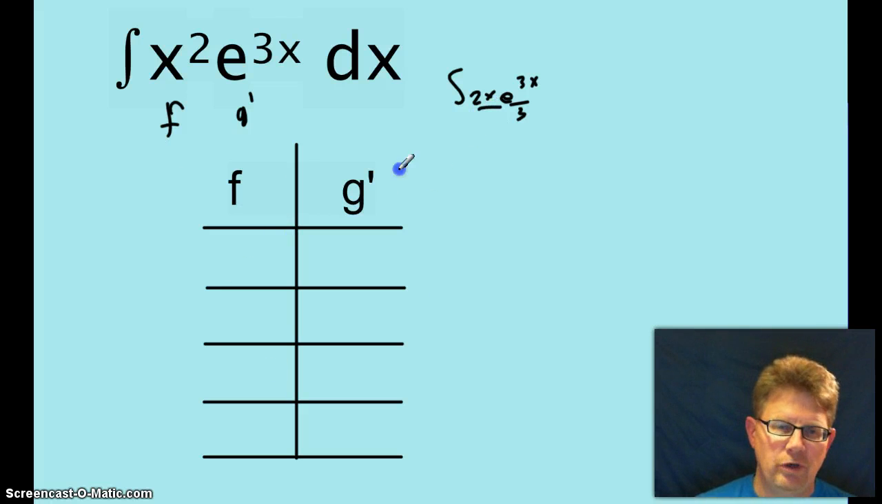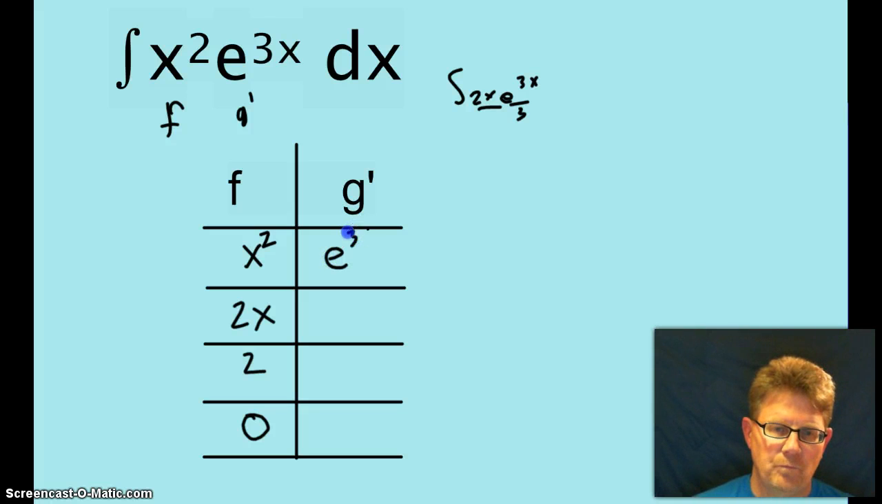So what we're going to do is put it in a table and see how it works, and we'll watch, and it will actually work for us. X squared, derivative of x squared is 2x, the derivative of 2x is 2, and of course the derivative of 2 is 0. If g prime is e to the 3x, the antiderivative is e to the 3x over 3. And then the antiderivative of that is e to the 3x over 9. And then the next antiderivative is e to the 3x over 27.